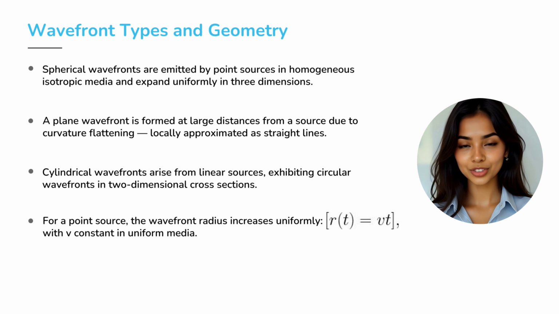To tie it all together for a point source, the radius of the wavefront increases evenly over time according to the equation r equals v times t, where r is the radius, v is the constant wave speed, and t is the time elapsed. This geometric view helps us visualize and predict how waves propagate in different situations.